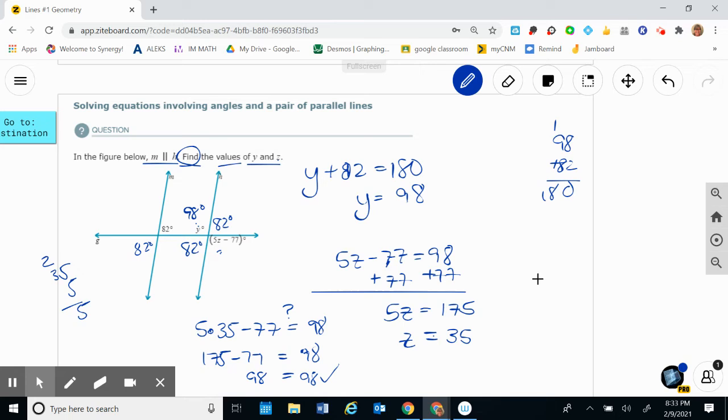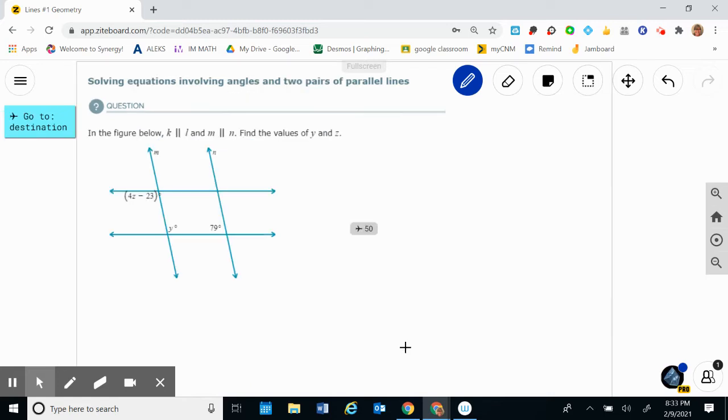The exit ticket, you guys, will probably be me giving you a couple parallel lines like this with a transversal and asking you to color in the congruent angles and name the pairs. Okay? So let's do the next one. All right, so here we go, you guys.